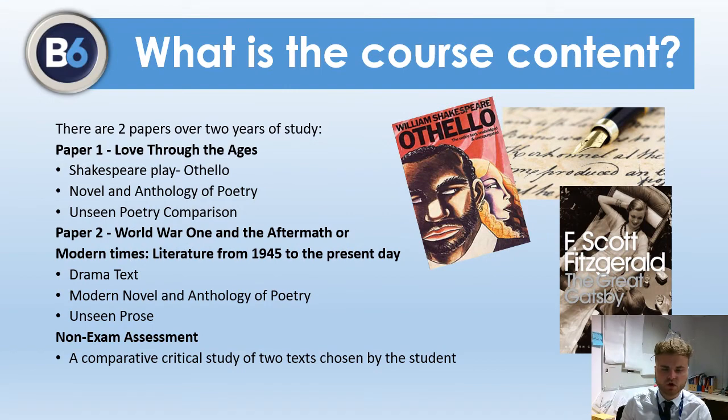Okay, so what does the course look like? So you have two papers as part of the English Literature A-Level. Paper 1 is called Love Through the Ages, and as you might expect from that title, you will explore love throughout time, from the first recordings of love in poetry in the medieval times, and then you will explore in more detail how that applies to the key areas of study.